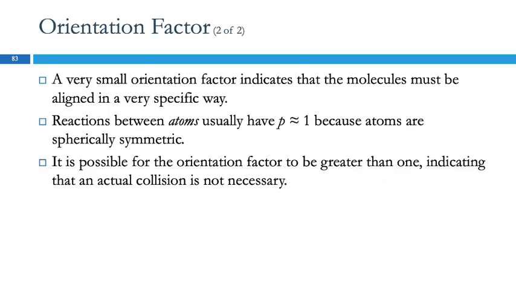So if we have a small orientation factor, like 0.16 is pretty small, that means the molecules have to be aligned in a really specific way. If we have reactions between atoms, that orientation factor is going to be close to 1. Why is that? Well, atoms are spheres. One side of an atom isn't any different than the other. So two atoms colliding are always going to be in the correct orientation, right? And what's really weird is it's possible for the orientation factor to be greater than 1, which indicates that an actual collision is not necessary. Weird. We're just going to leave that there.